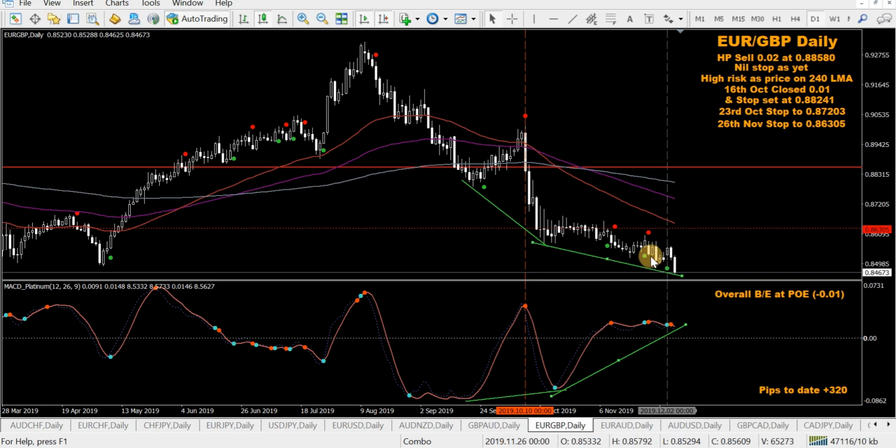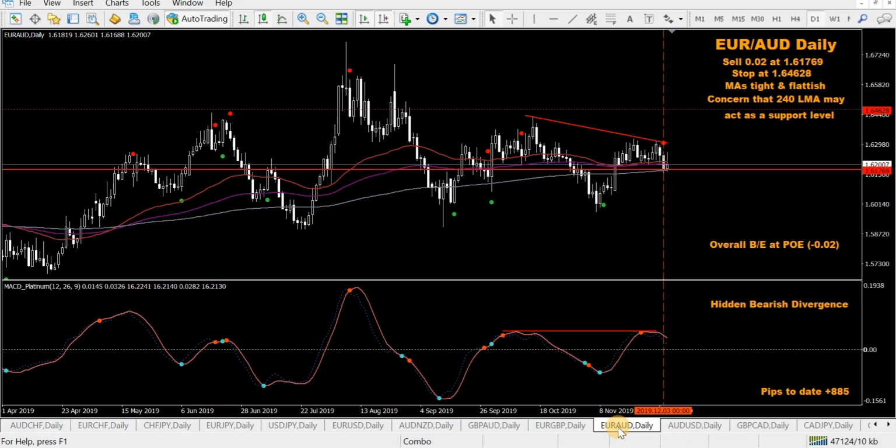So we've made a few pips. We're in a sell all the way back here. Profit locked in. You can read my notes. Euro Aussie sell from today. It's a trade I took today. Went against me straight away. I've got concerns that the 240 LMA may act as a support level. We were on it when I took it.